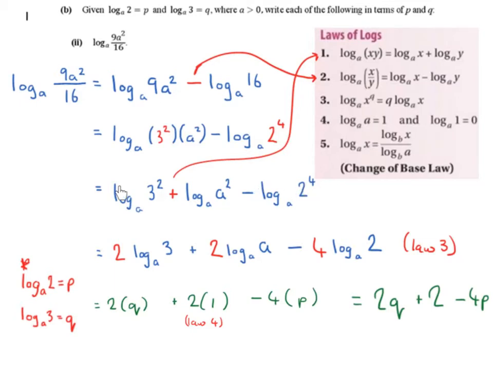Next, we're going to take log base a of 3 squared, and we're going to use law 3 this time. We're going to bring the squared down in front, so we get 2 log base a of 3. Again, we're going to use law 3 with the second term, so the squared comes down in front, and we get 2 log base a of a. And again, with the final term, we will also use law 3, so we bring the 4 down in front, so we get minus 4 log base a of 2.